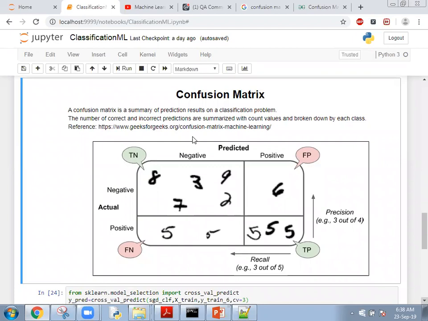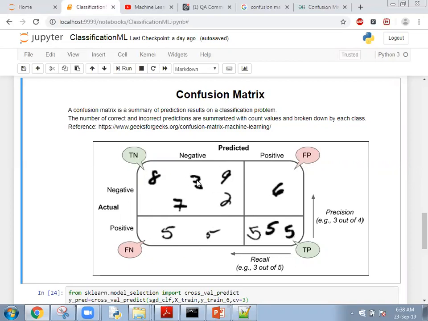So the definition we have already seen, and the reference also. Now consider this is a similar kind of confusion matrix. Here you will have 4 quadrants. The first one, let's say the top left, will be the negative and the top right will be the positive, and the rows will be considered as the predicted and the columns will be considered as the actual. In the same way, the bottom left will be considered as positive and the bottom right as positive, but one from the predicted side and one from the actual side.